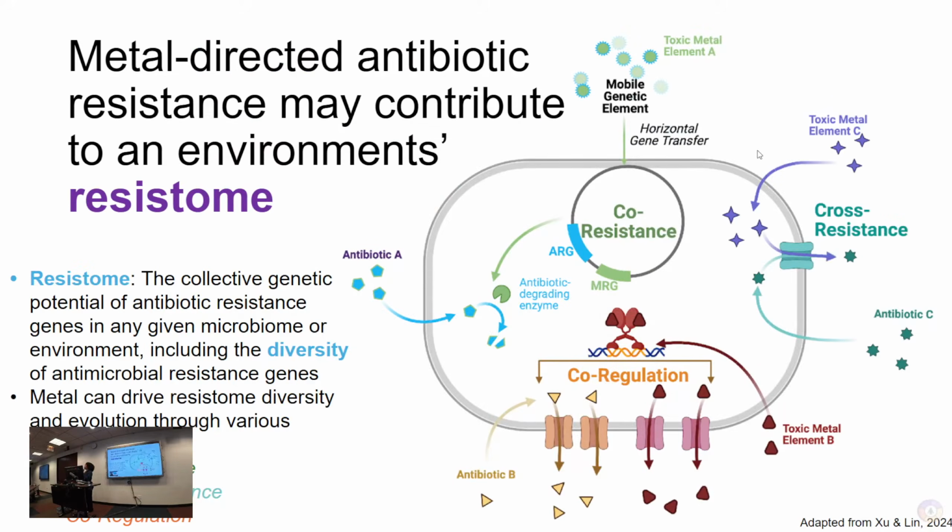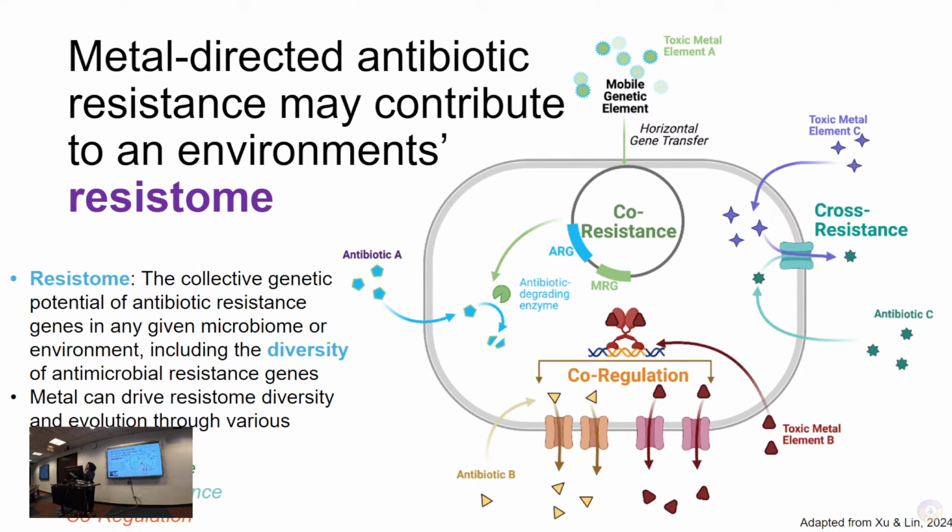And ultimately, this matters for the soil microbiome specifically. This is the most biology-heavy slide. So essentially, antibiotic resistance is arising in clinical settings from the use of antibiotics, but we're also learning that antibiotic resistance can evolve as microbes are adapting to other toxic elements like metals. And so what we call a resistome is the genetic potential of a microbiome to have antibiotic resistance genes.